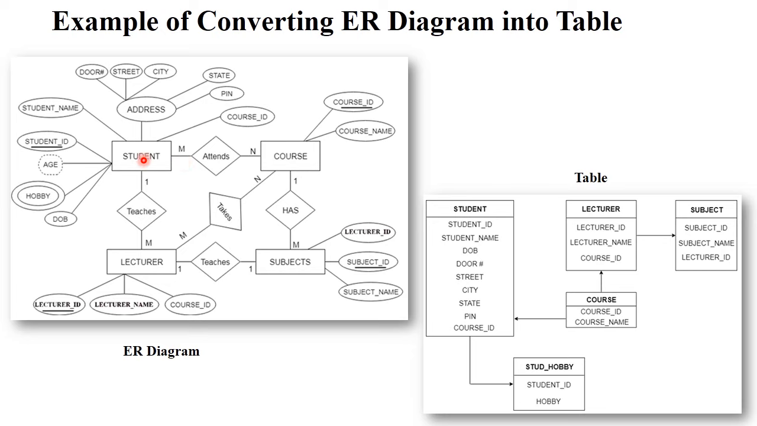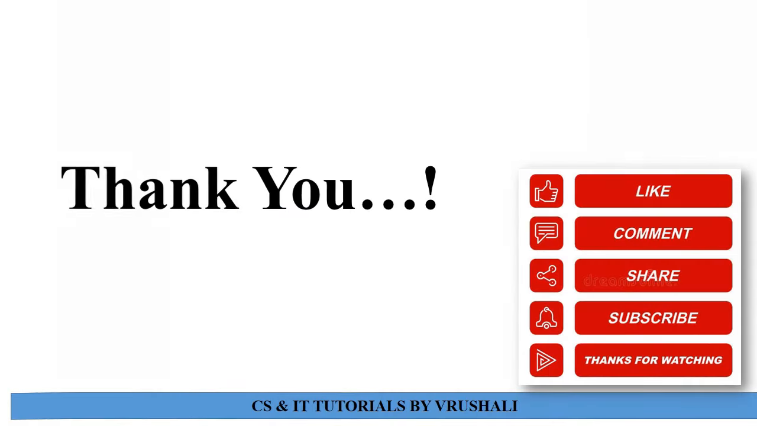Now just see here. Lecturer teaches subjects, that's why the arrow is mentioned towards the subject; that is a 1:1 relationship. Then lecturer takes course, a many to many relationship is there, so course represents lecturer and course represents student, because of the many to many relationship. And student has this multi-valued attribute, that's why the student table is connected to student hobby. So in this way you have to convert the ER diagram into tables as per the rules. So keep practicing.